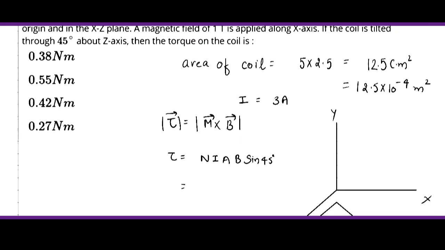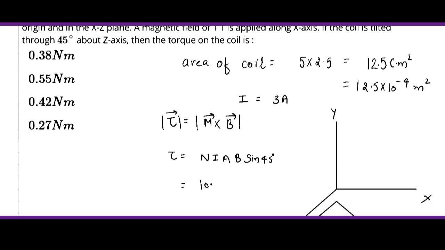Now a rectangular coil having 100 turns, so N is 100, current is 3 ampere, area is 12.5 into 10 raised to power minus 4, and value of sine 45 is 1 upon root 2. On solving this value we get 0.27 Newton meter. So it is our answer. Hence torque will be 0.27 Newton meter. That is option D.